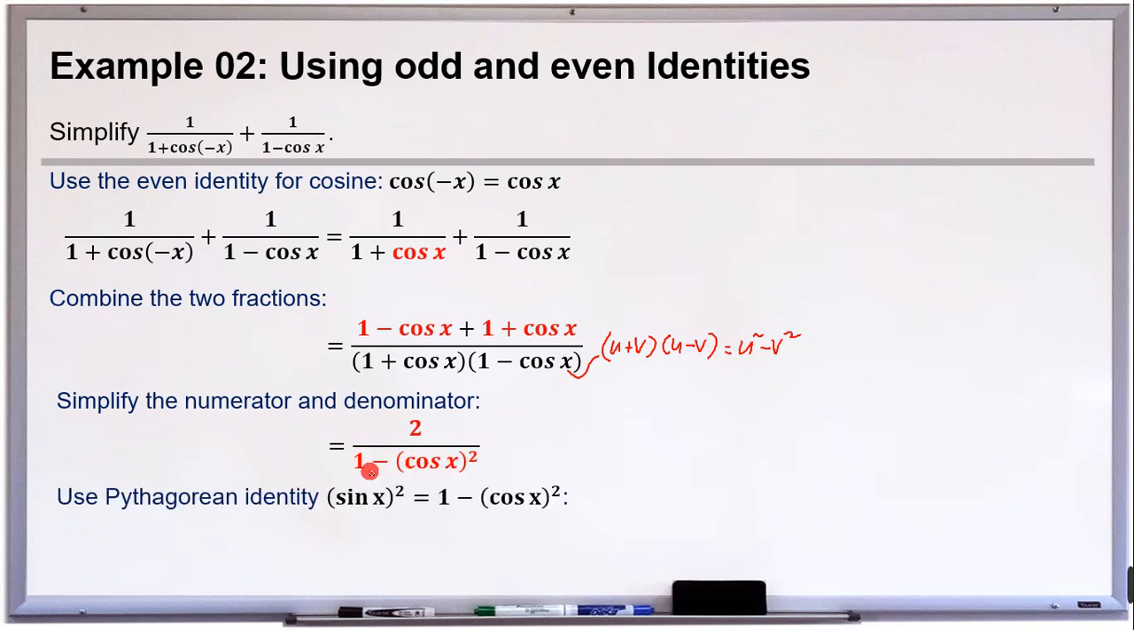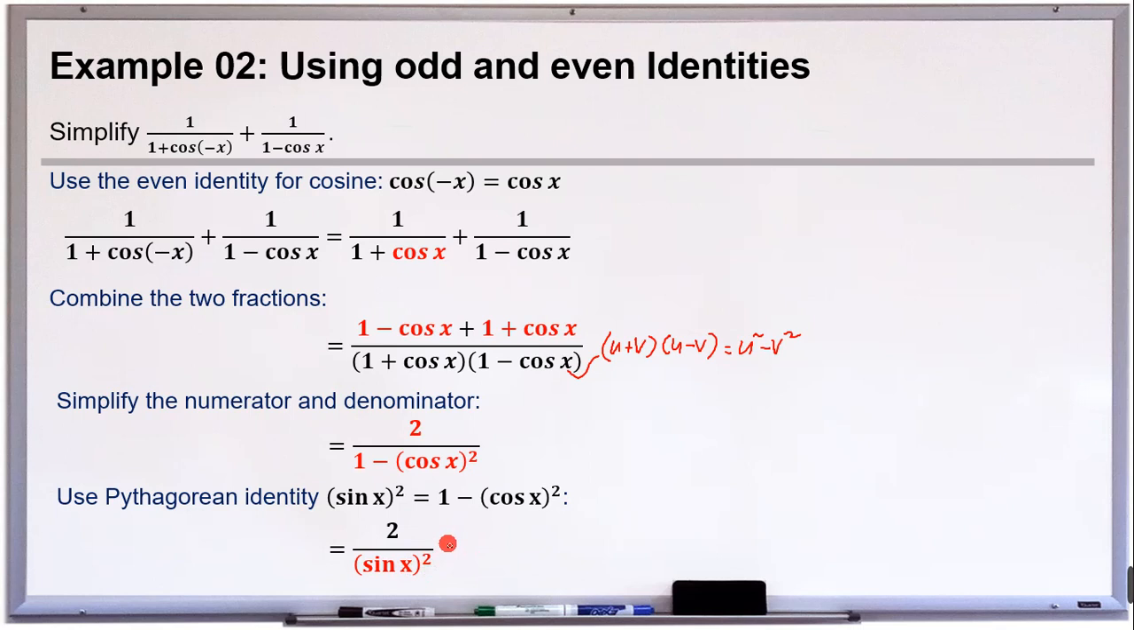As you can observe in the denominator, we can use the Pythagorean identity for sine and cosine. Modifying the first Pythagorean identity for sine and cosine, you will arrive at sine x squared is simply equal to 1 minus cosine x squared. So substituting this right here, you will have 2 over sine x squared.